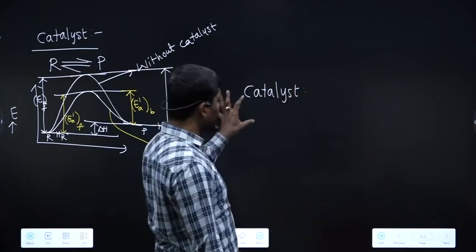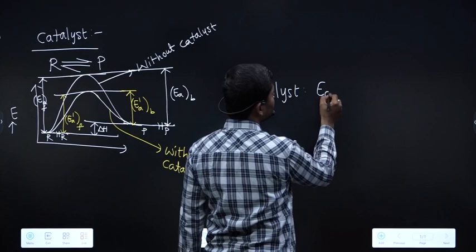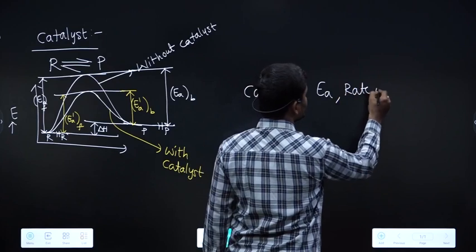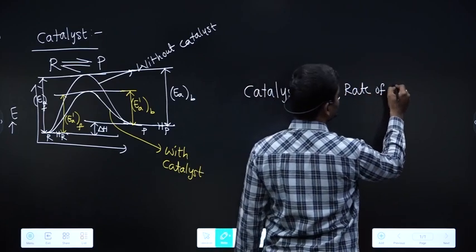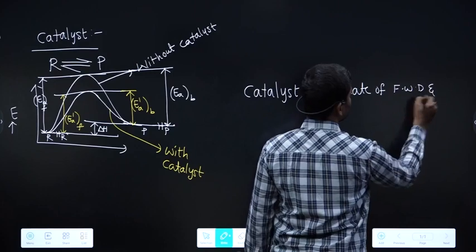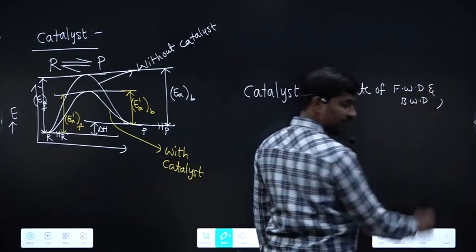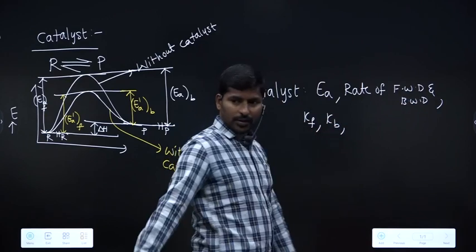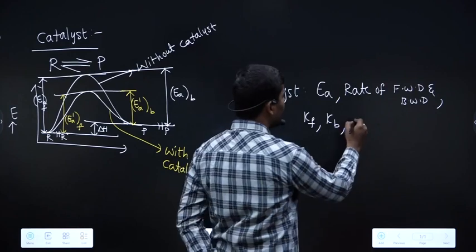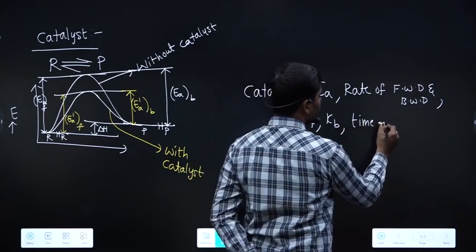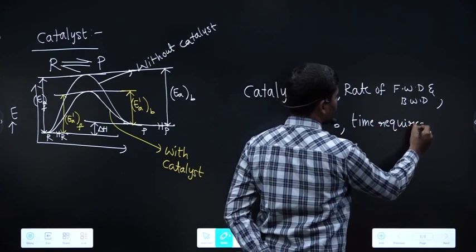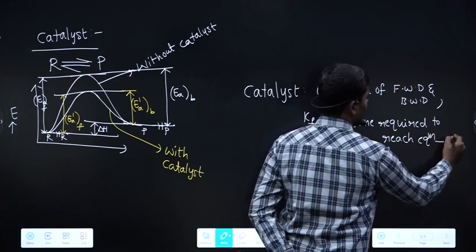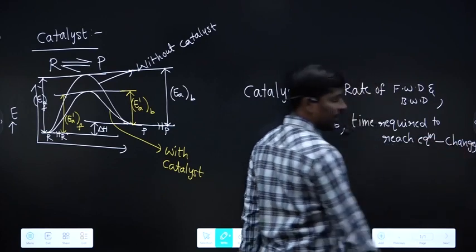So finally, if you use a catalyst, what happens? Activation energy changes. Next, the rate of the forward reaction and backward reaction changes. That means the rate constant for the forward reaction and the rate constant for the backward reaction change. Next, the time required to reach equilibrium changes. All these changes are observed by using a catalyst.